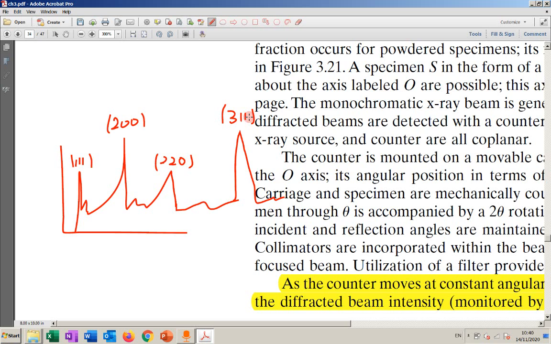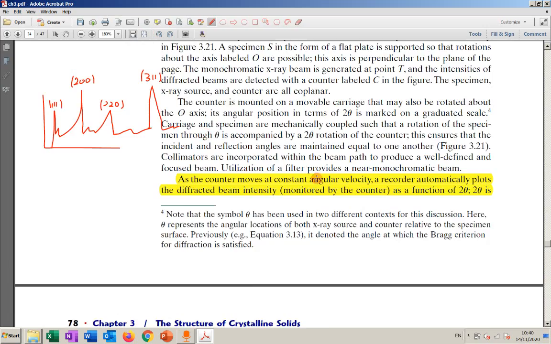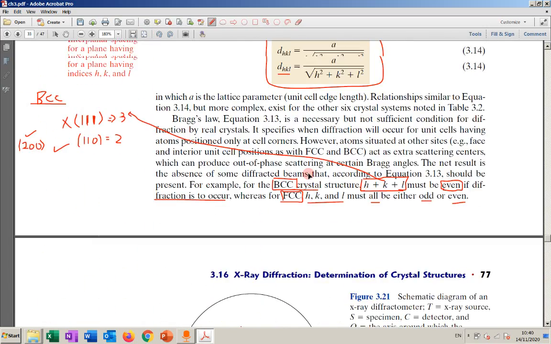This is a rule that for FCC crystal structure, for a plane to be diffracted, to be spotted by the machine, the HKL will all be even, or all of them will be odd numbers. 2 is even, 0 is even, 3 is odd, 1 is odd. So all of them odd, or all of them even. This is an indication of FCC crystal structure. It will be much clearer when we solve it.